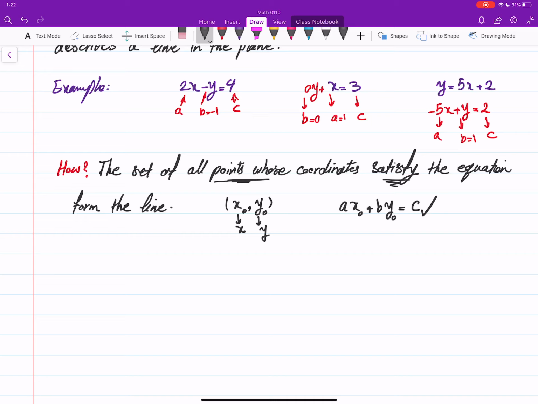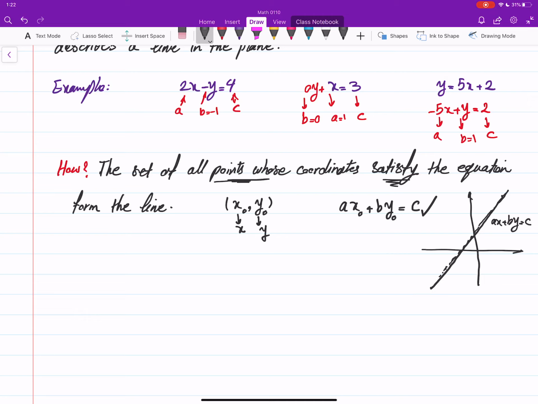And what this statement says is that you find all such points and put them together. If you find all such points on the plane and put them together, and there are more and more of them, they will form the line ax plus by equals c.